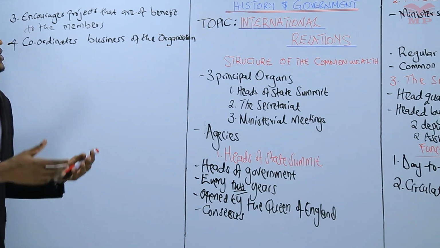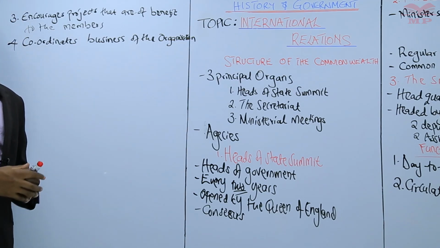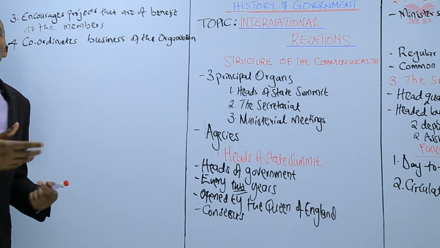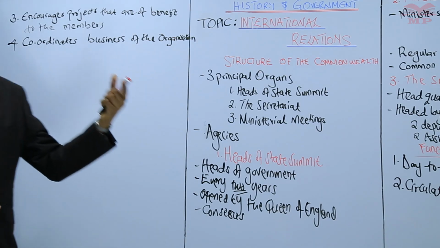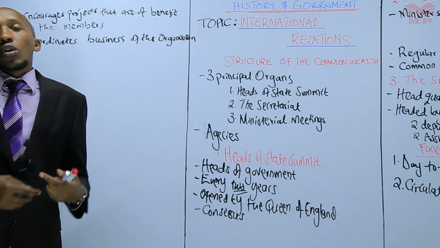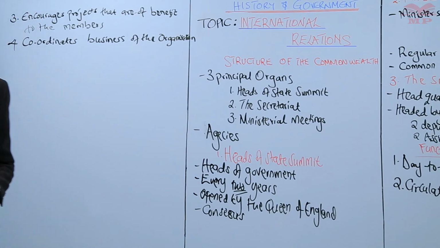If each arm of the organization is supposed to do a specific task, it is the duty of the secretariat to make sure that those tasks are being adhered to, or the activities are being done in the manner they are supposed to be done.